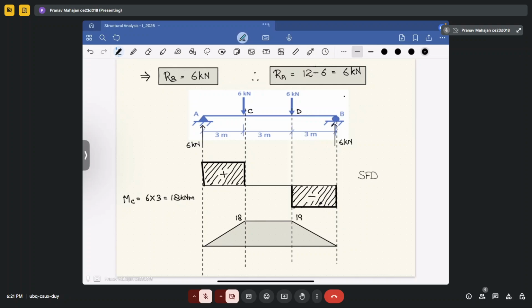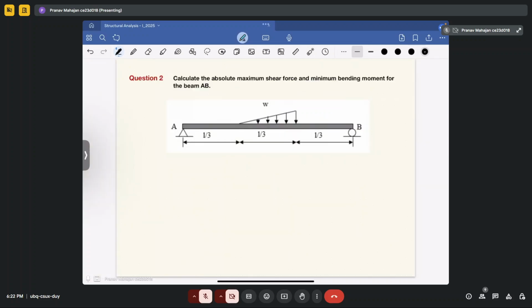Or else, if you need any other method, you will calculate the moment at point C and the moment at point D. So the moment at point D will be equal to first load 6 into 6, 36, minus 6 into 3. That will come out to be 18 kilonewton meter, same. Again, if you calculate the moment at point B, it will come out to be 0. So these are your shear force and bending moment diagrams for loads which are acting at a particular section. Okay, so let's move to another question.